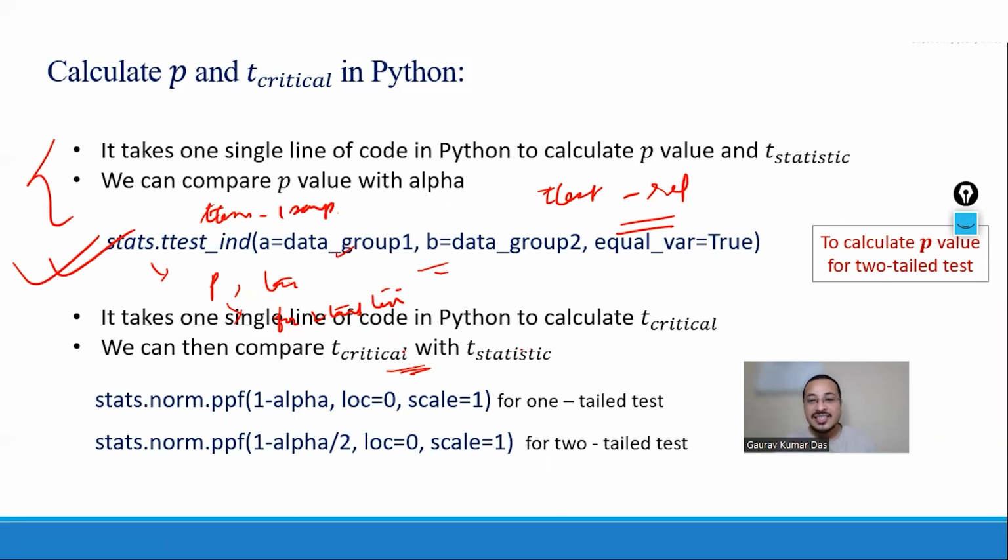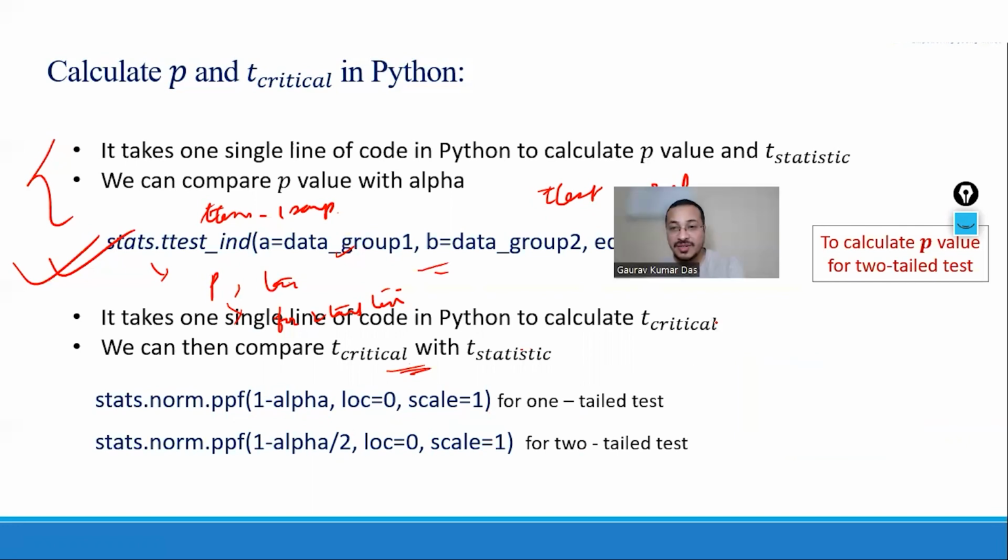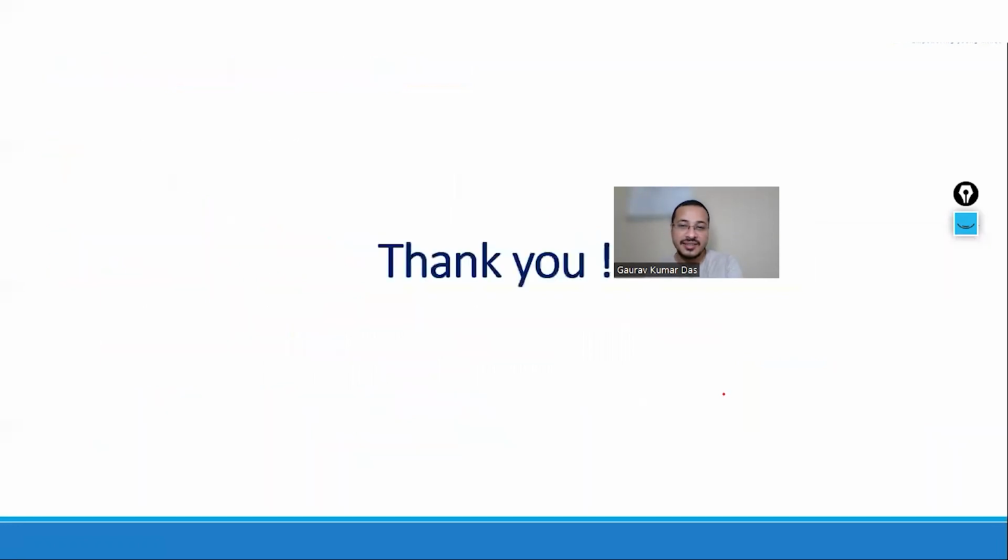Again, t critical is a separate function. Up to you, but you'll get the same answer. I'll show it to you in the application. So stats.norm.ppf. Okay, ppf is the percent point function, and 1 minus alpha, location equals 0, scale is equal to 1. These are the default parameters which you have to put. For one tail test, it is alpha. For two tail test, it will become alpha by 2. Okay, we have to remember these things to calculate.